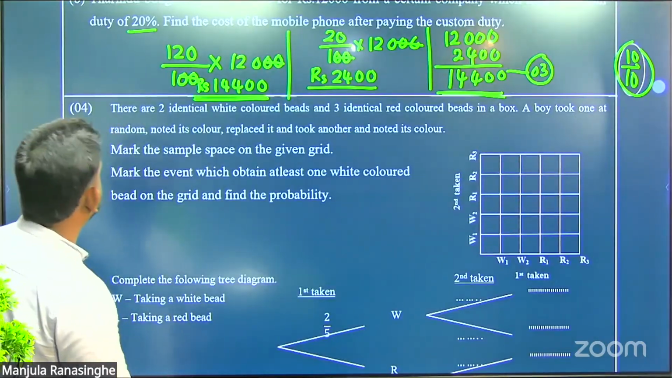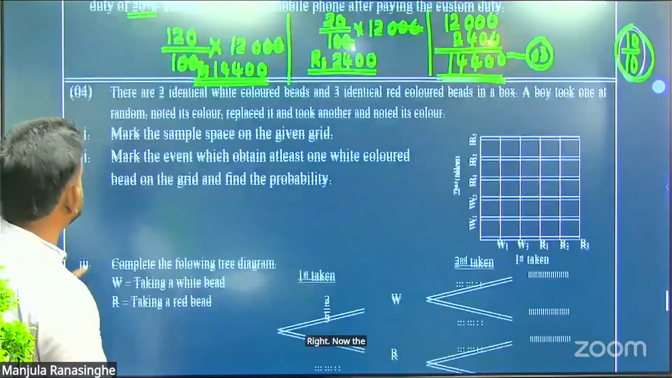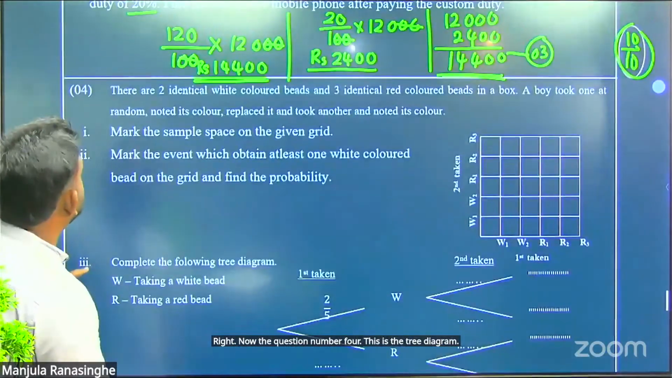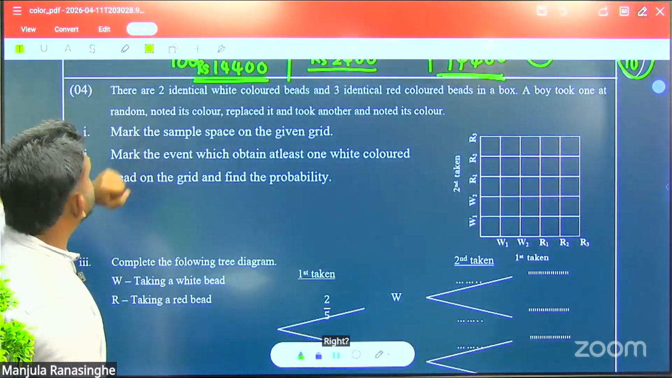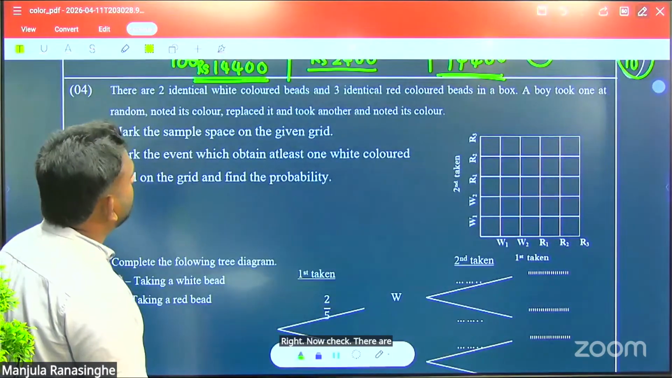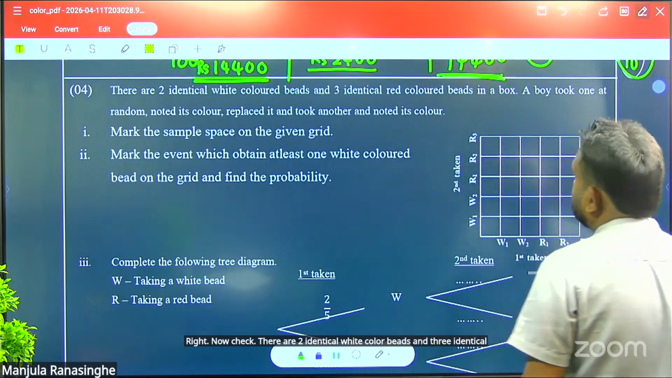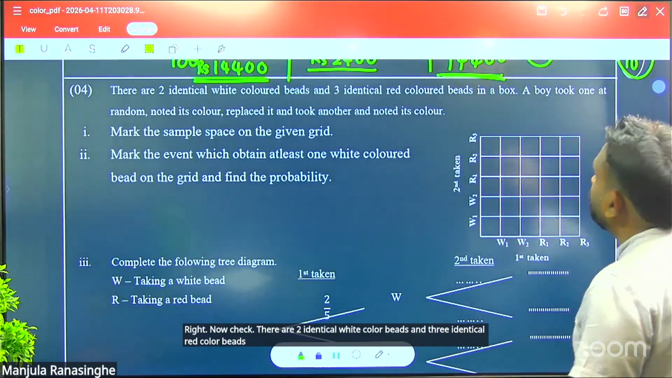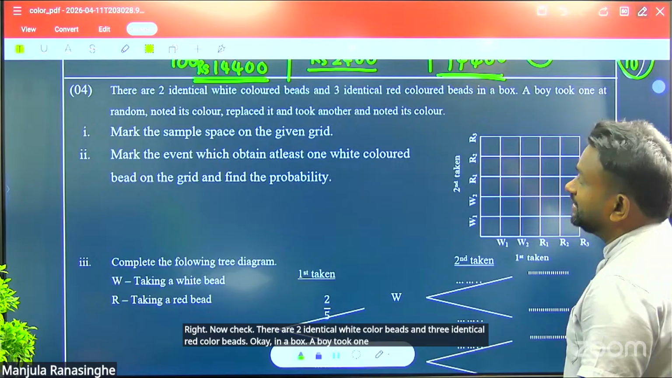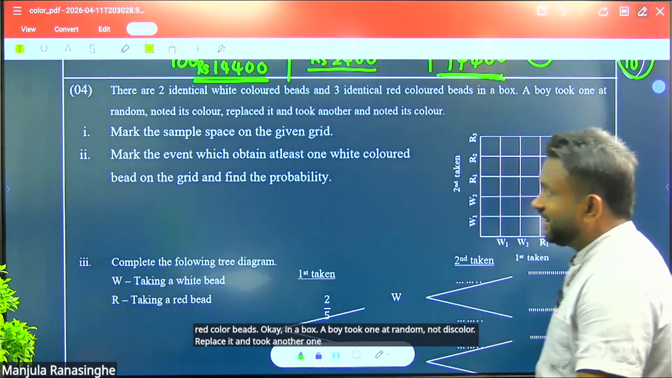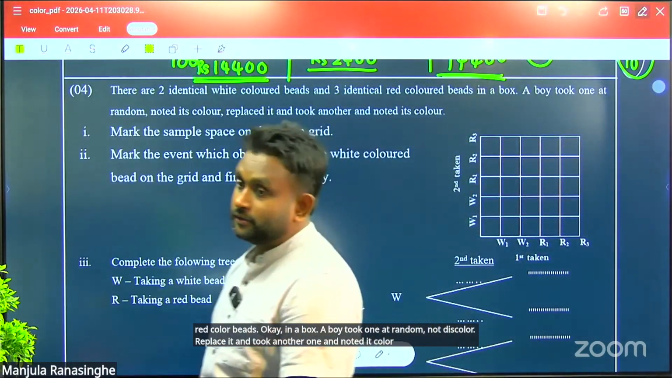Right. Now the question number 4, this is a tree diagram. Right. Now check. There are 2 identical white color beads and 3 identical red color beads in a box. A boy took one at random, noted its color, replaced it and took another one and noted its color. Replaced it.